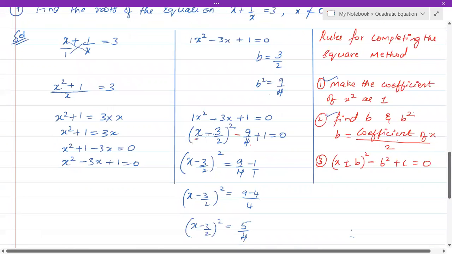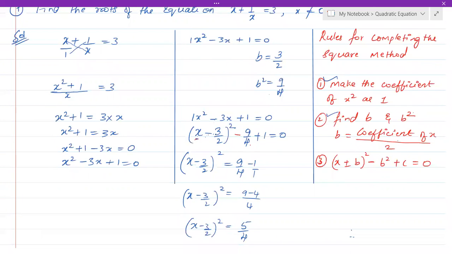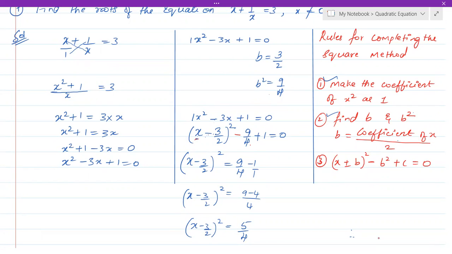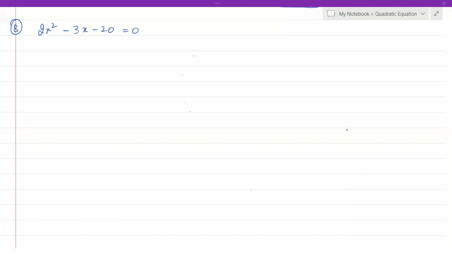Let's take one more problem. Let's understand the method, then we'll understand why we are doing it like this. First, let's solve one more problem. So we have taken one more problem. Let's solve it by the completing the square method.